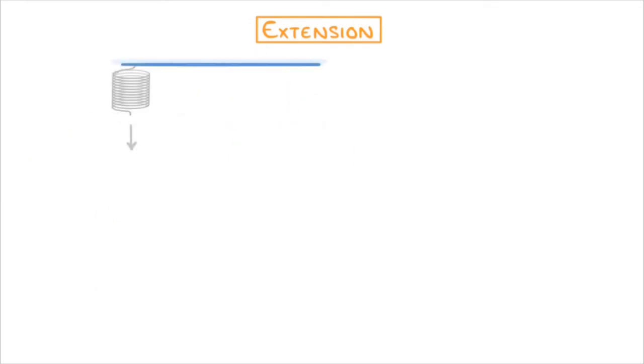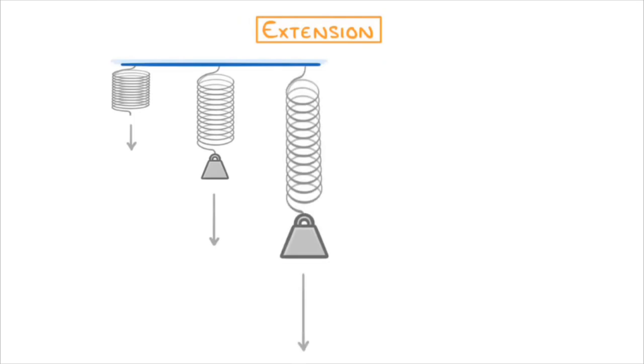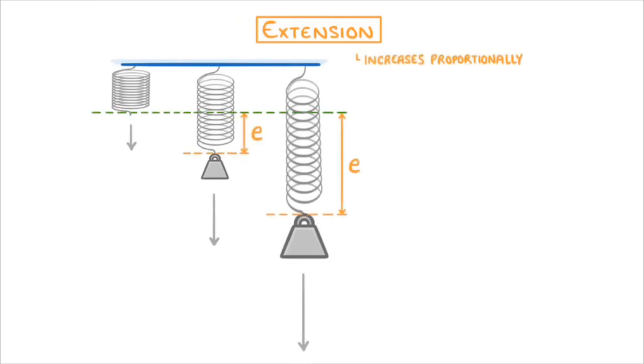As we increase the force on the spring, for example, we add more mass, the extension increases proportionally, which we can write as F is proportional to E, because F is the force and E is a symbol for extension, although you might sometimes see it represented as an X instead.